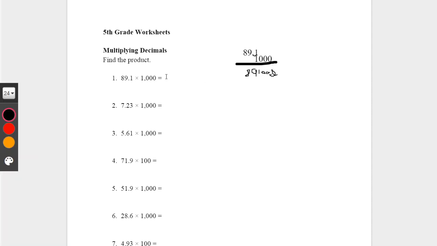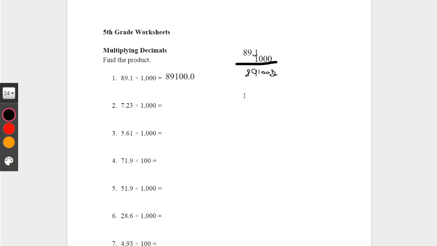So in the end, we get 80,000, 89,100, and then point 0.